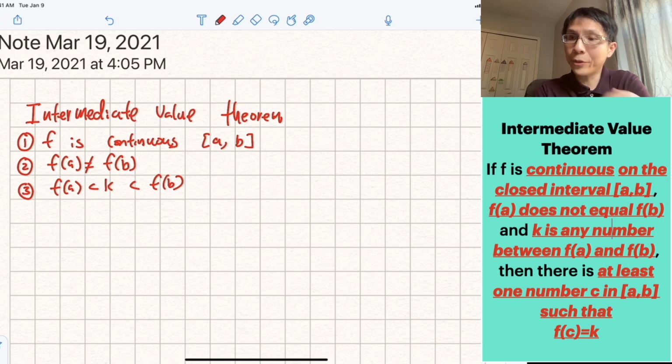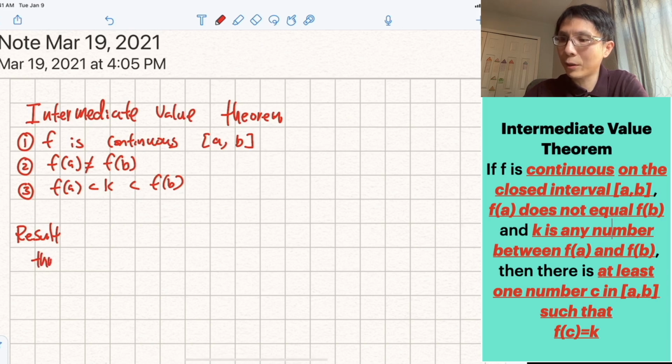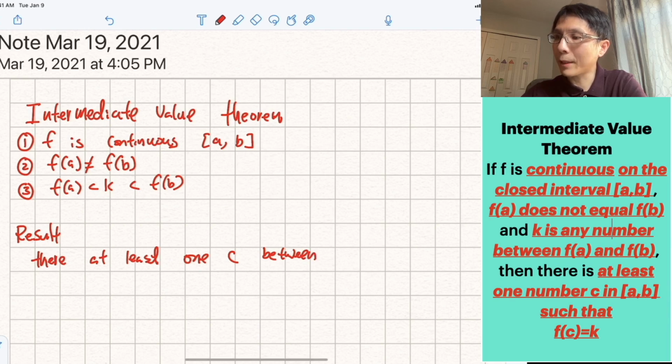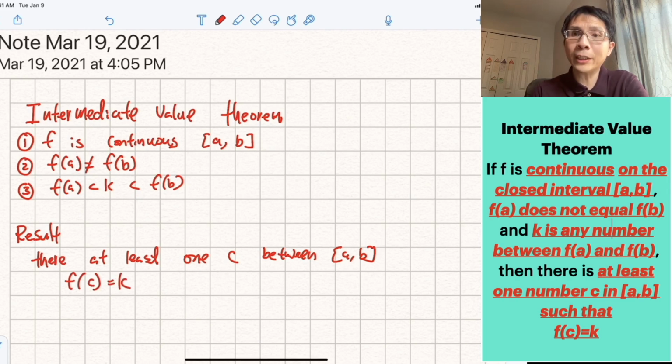So this is the result: there is at least one c between a and b such that f of c is equal to k. Now we're going to explain it in terms of graphing, and then we're going to use a prop to help you understand.